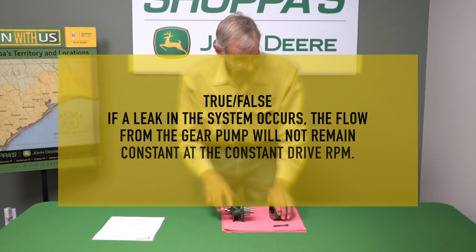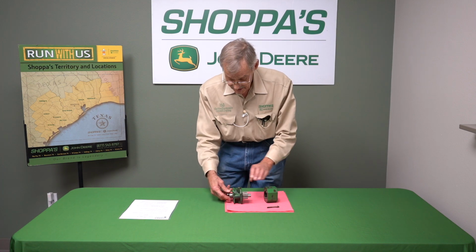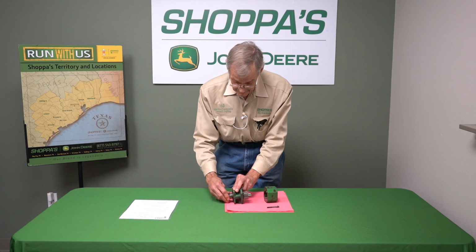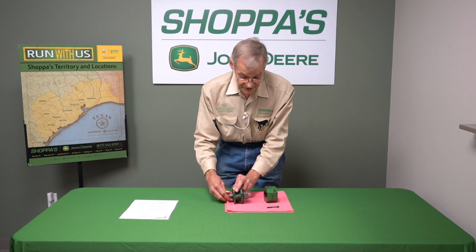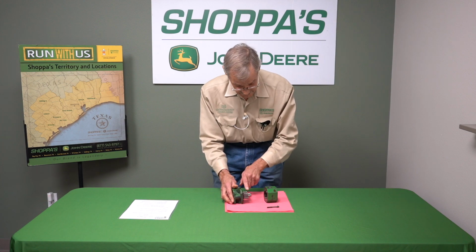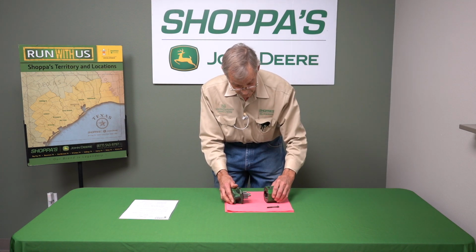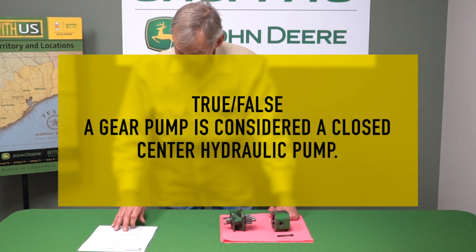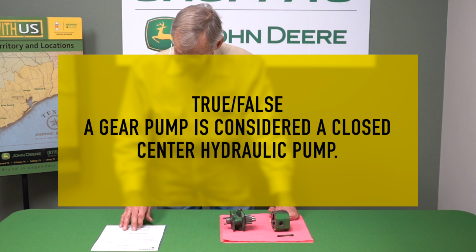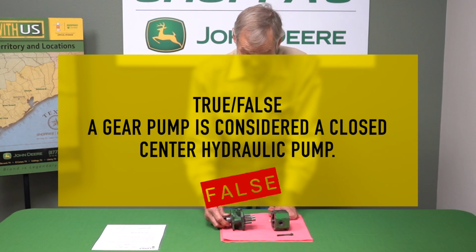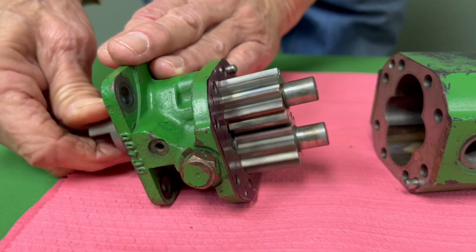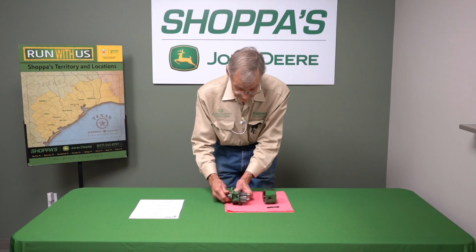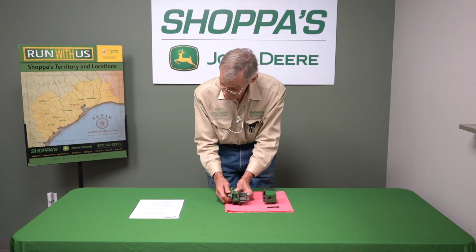Now, it's going to still remain whatever the engine is, or whatever may be driving it. If that RPM remains the same, then the volume should remain the same from this pump. The next statement: a gear pump is considered a closed center hydraulic pump. That's incorrect. This would be considered an open center pump, whether it be for fuel, hydraulic oil, what have you. This would be an open center pump.